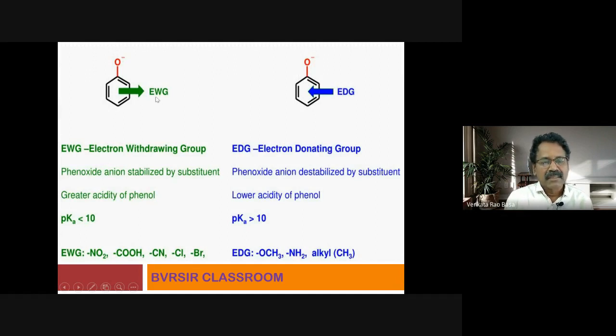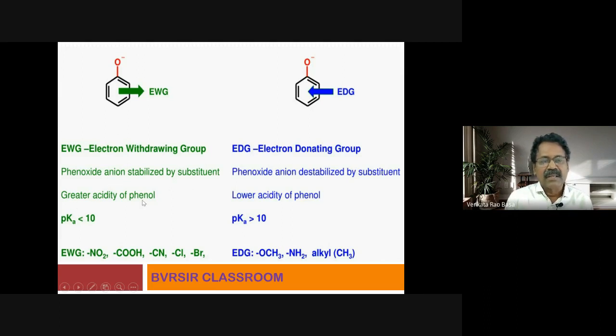That means if that group is present on the benzene ring, it removes the electron density. Removes the electron density means what happens? The phenoxide ion gets stabilized. When the phenoxide ion gets stabilized, more acidity will be exhibited by phenol. You observe this one. Electron withdrawing group. Phenoxide anion stabilized by substituent.